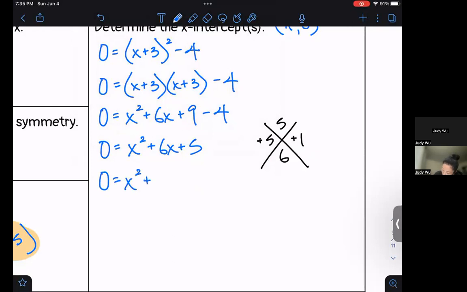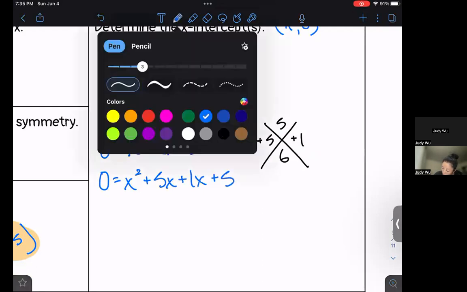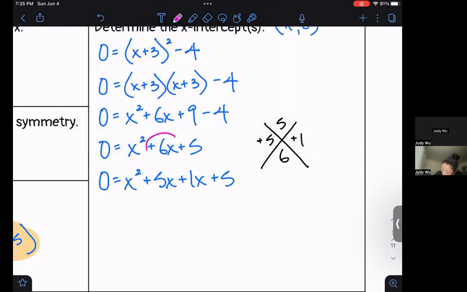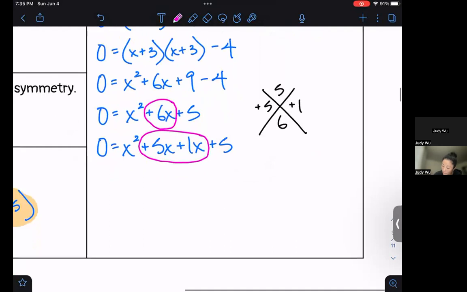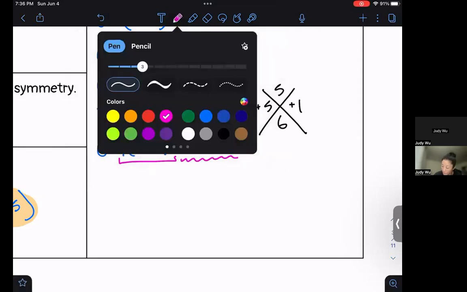plus 5x plus 1x. And then we still need the 5, okay? So just so we're aware of what happened, this plus 6x became plus 5x and plus 1x. It's like I unsimplified it, okay? The reason why I unsimplified is now I'm going to factor these first two, and then I'm going to factor these second two, okay?